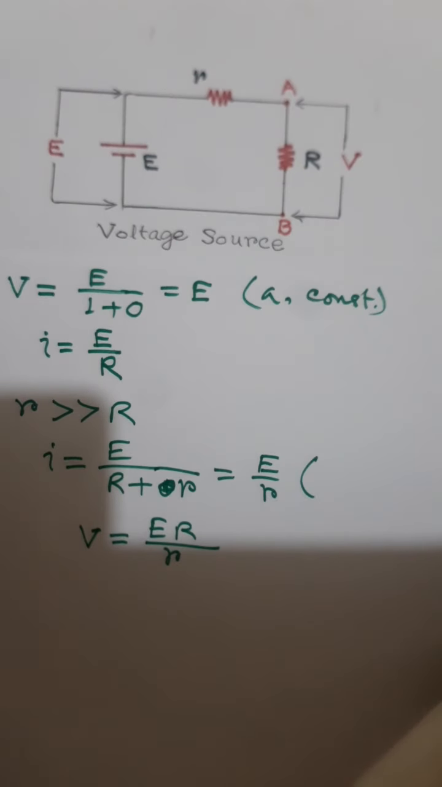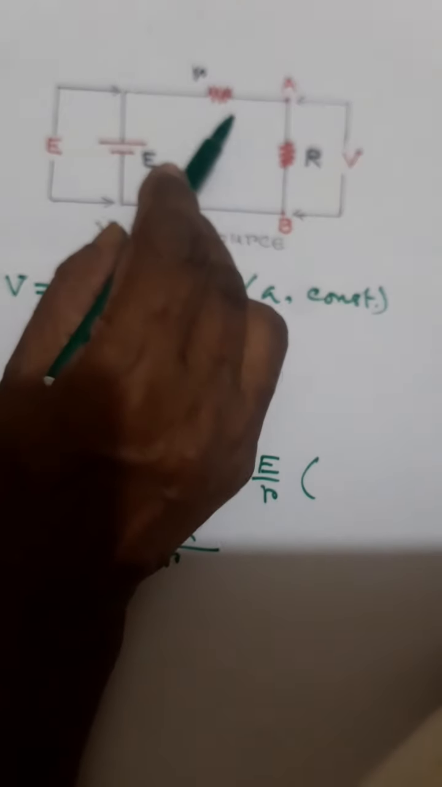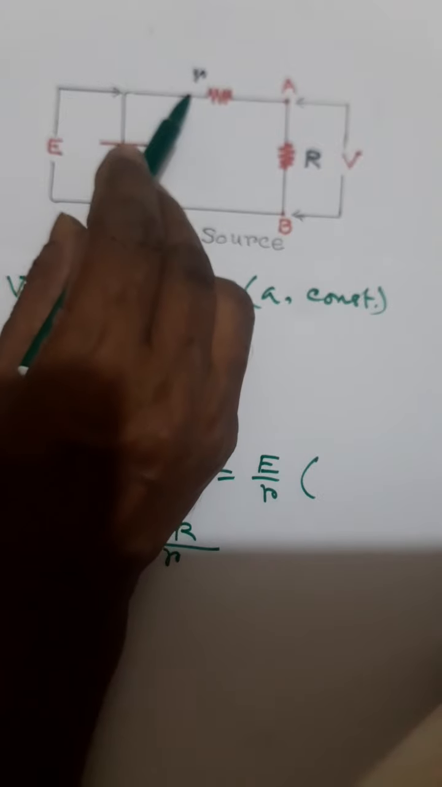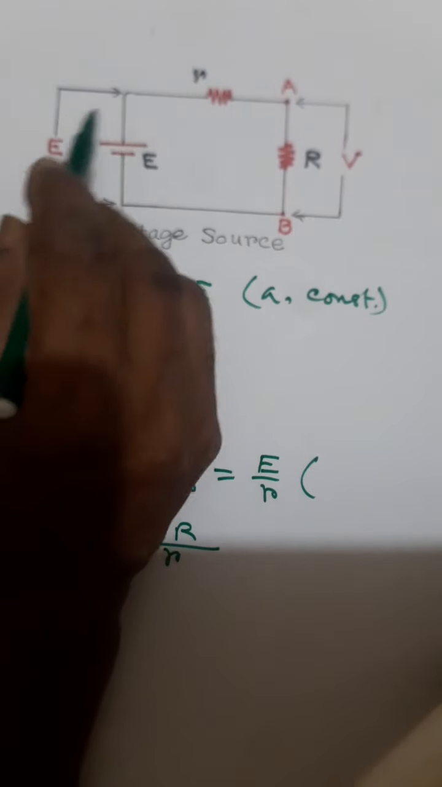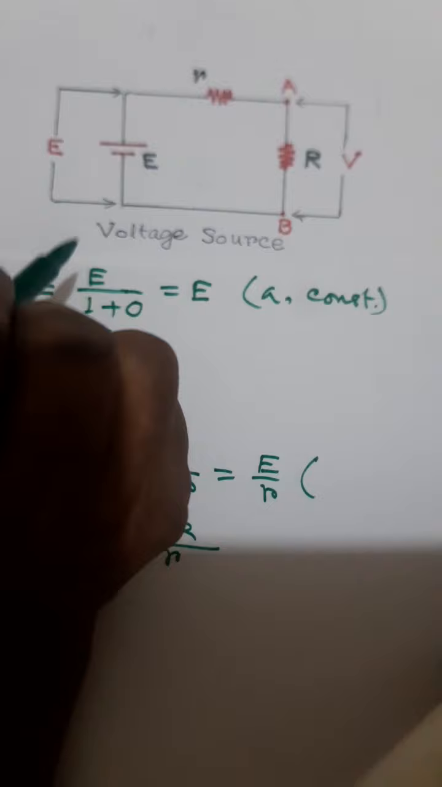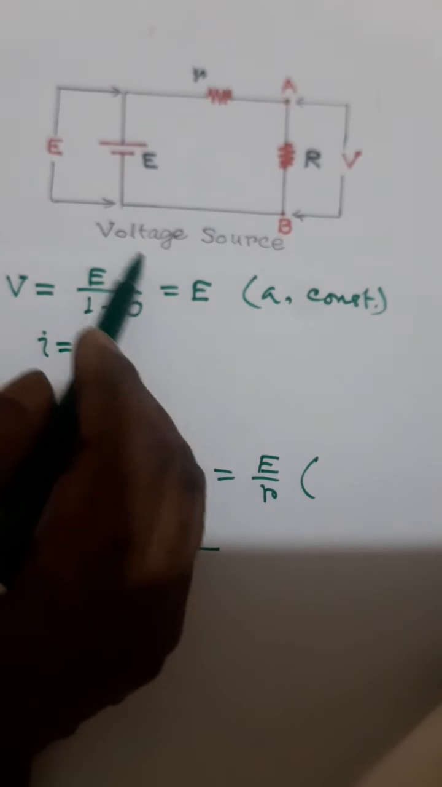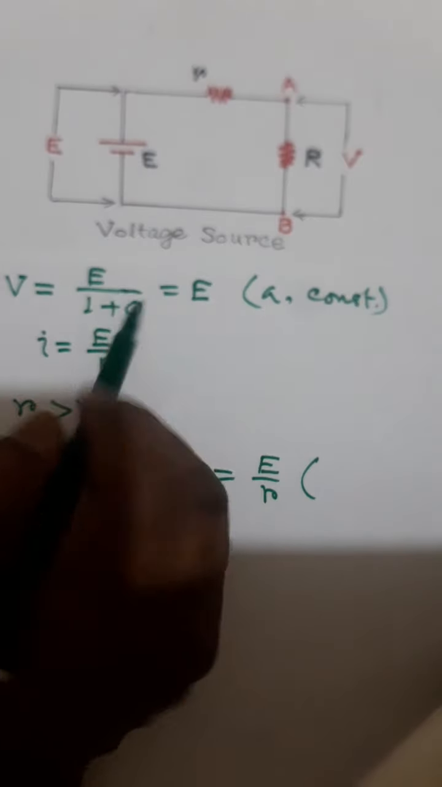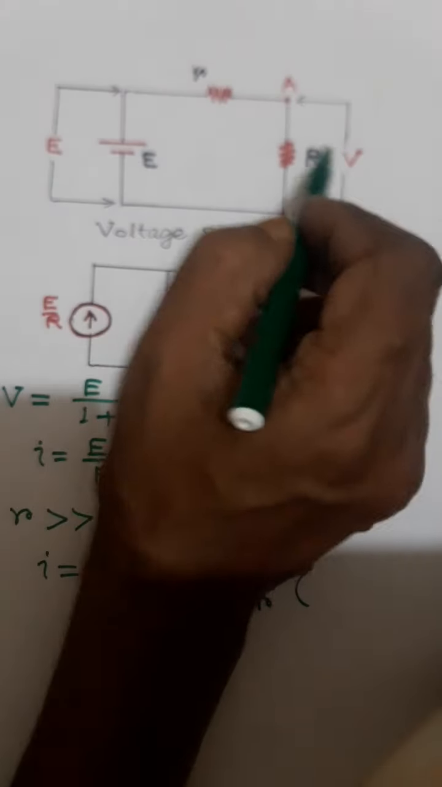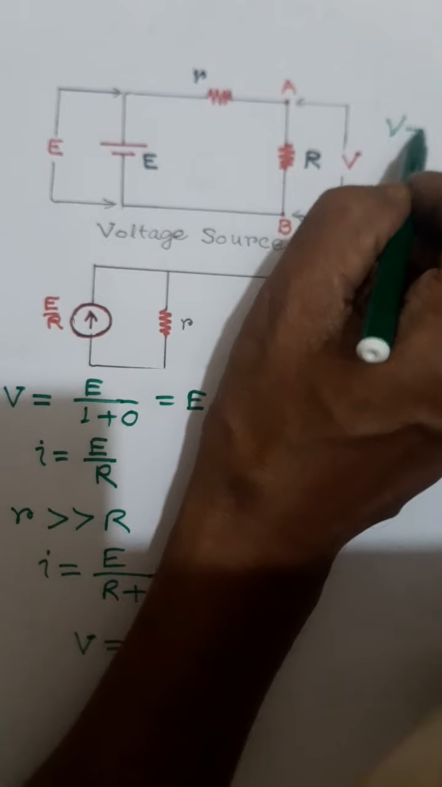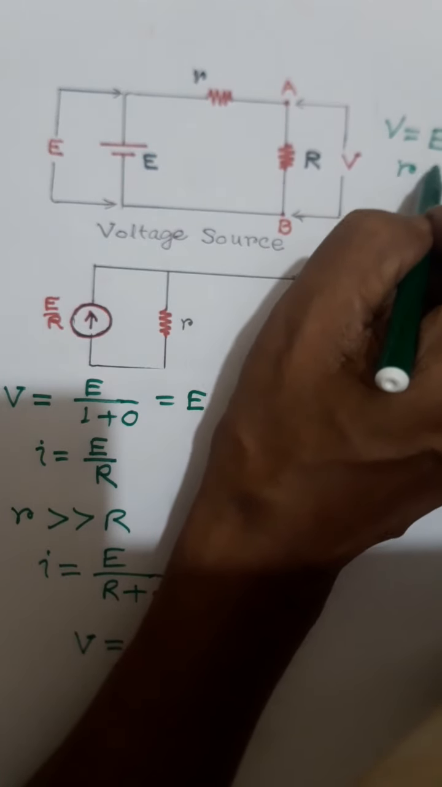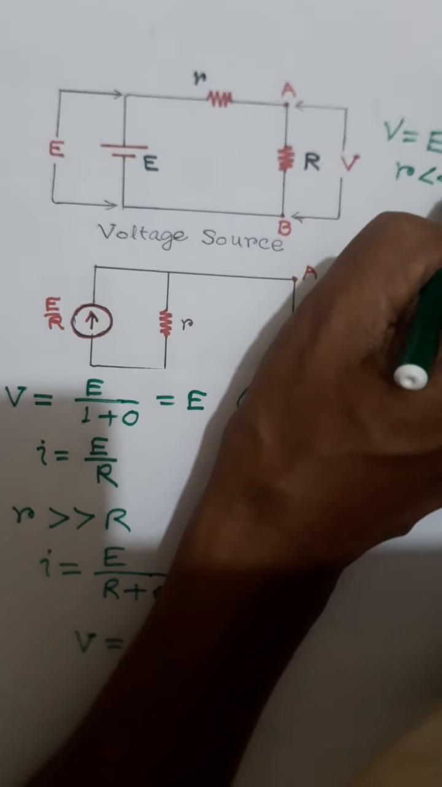In a voltage source, the load is in series with the source resistance small r, as shown in the figure. This is a voltage source. V equal to E when small r is very, very less than capital R.